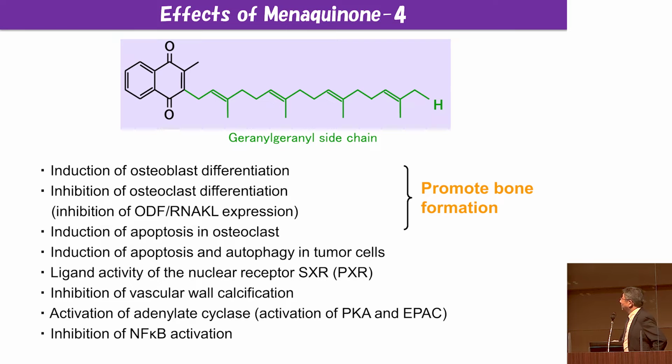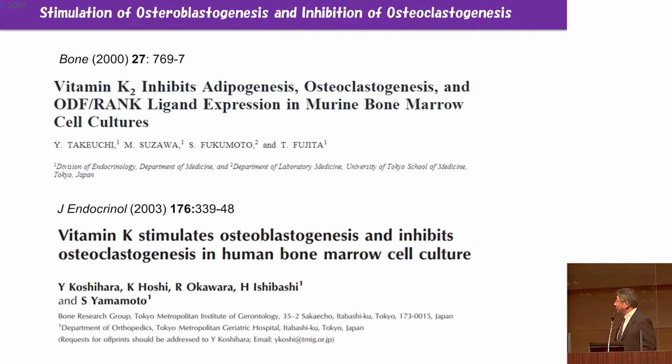As shown here, menaquinone 4 has been shown to be involved in cell differentiation, induction of apoptosis in various cells, and ligand activity for nuclear receptors. Here in this slide, research in Japan is shown. In 2000, Japanese researchers published papers regarding the promotion and inhibition of osteoclastogenesis by menaquinone 4.